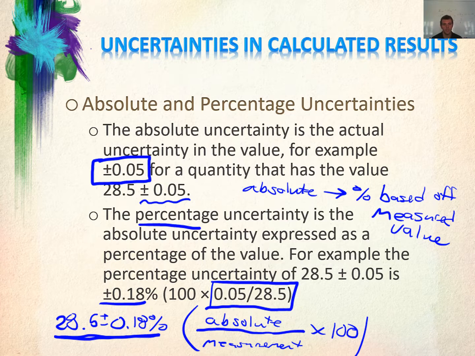We could say 28.5 plus or minus 0.18%. For the most part, when you're writing this out, it's not going to be accepted. You're going to want to give me the absolute uncertainty, but the percent uncertainty is going to be good when you're adding in error bars to a graph.